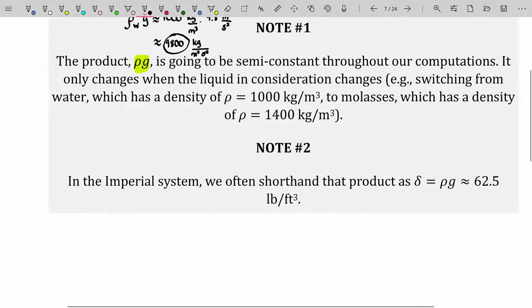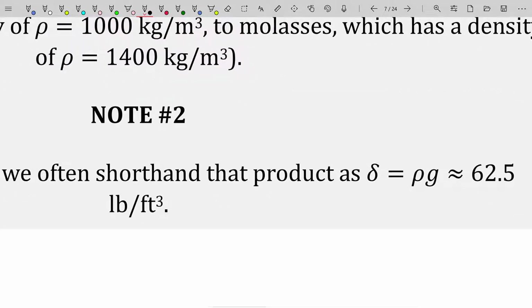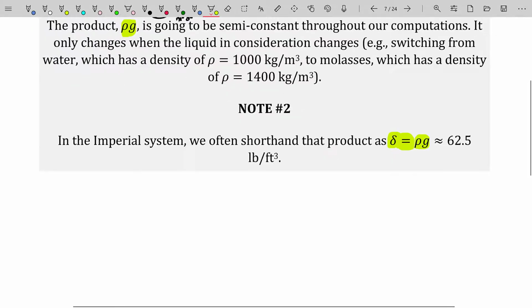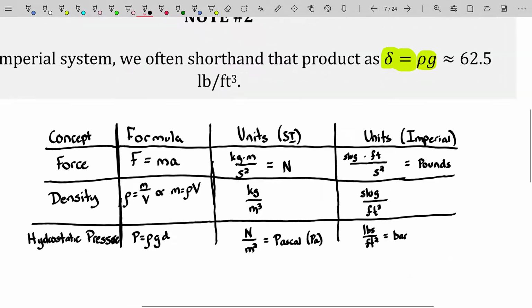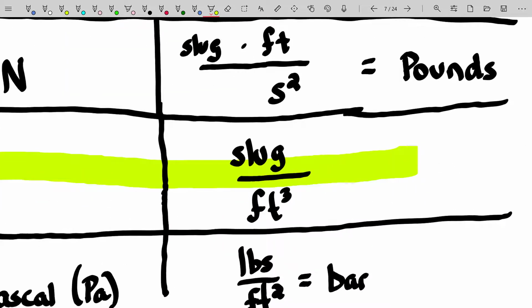The second note, and this is really important, in the imperial system, which is the US system, we often shorthand that product, which is rho g, as delta. That's a lowercase delta right there. And this is because, remember when I mentioned before that people often incorrectly cite density as, actually, let me bring back my table. There we have it. People often incorrectly cite density in the US system as pounds per cubic foot, and it's not. As I mentioned, it's not pounds per cubic foot, it's slugs per cubic foot.